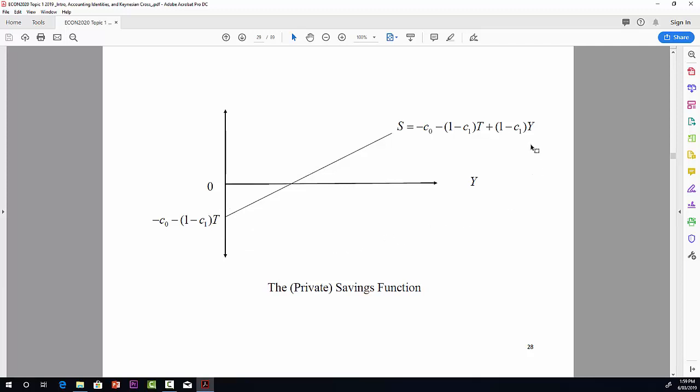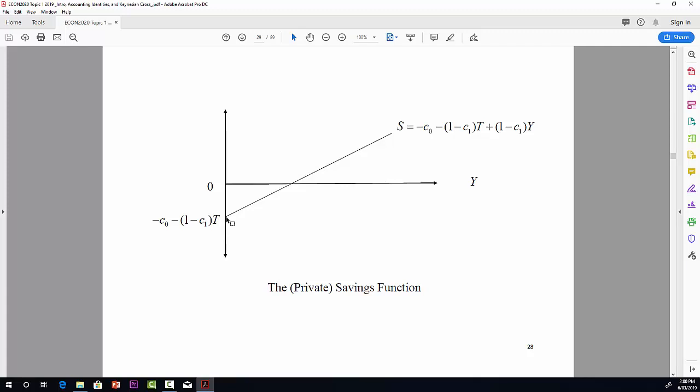Now when income is 0, just for a point of reference, we can see that savings is just equal to minus C0 minus (1 minus C1) times T, which is the intercept now of the savings function. So in that case, there's negative savings. It means that people are actually not saving in this period, they're actually running down their savings.